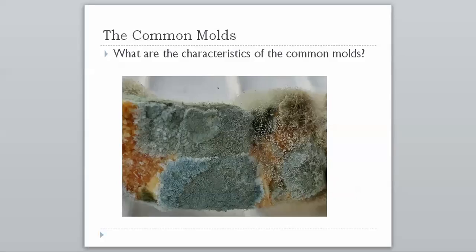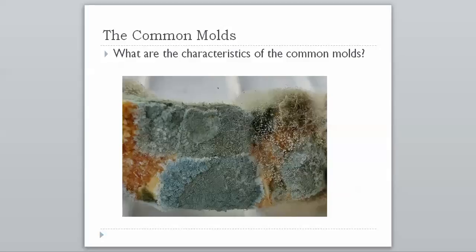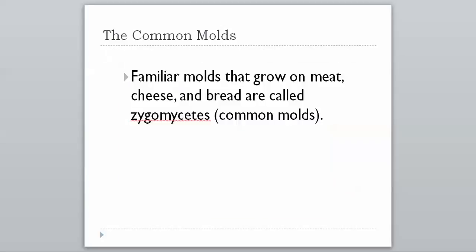Starting off with the common molds, what are some characteristics of the common molds? First thing is, we would just know these as our familiar molds that grow on meat, cheese, and bread, and they are called zygomycetes, or just common molds. These are just the molds that you see growing on your bread, the ones we've all seen growing in your pantry at some point.